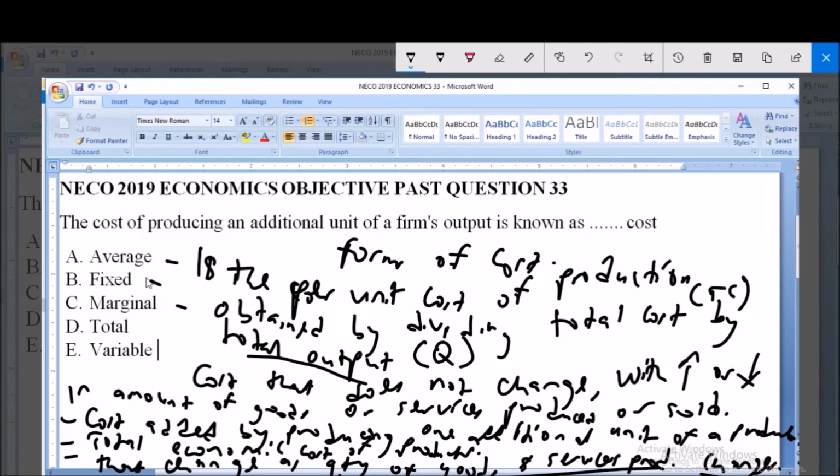Now we are asked what the cost of producing an additional unit of output is known as, and when we're looking at marginal cost, which is option C, we said it is the cost added by producing one additional unit of a product, and a product is the output of a firm. So you can see that that definition is close to that given to us in the question. So the correct answer to this question is C, marginal cost. So the cost of producing an additional unit of a firm's output is known as marginal cost.